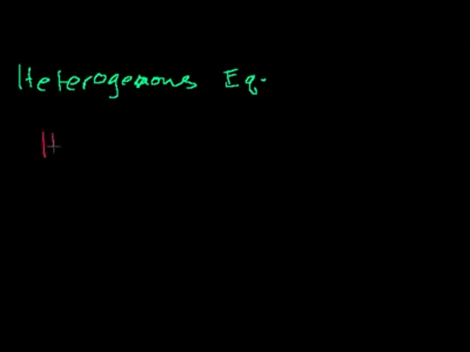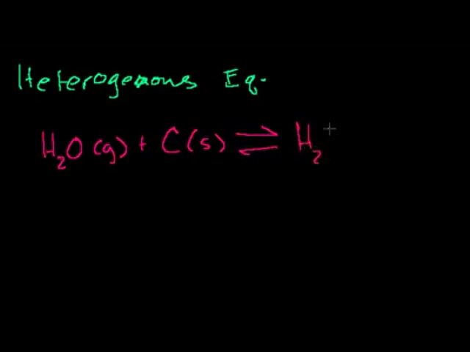So let's say I have H2O in the gaseous state, and that's essentially steam, so it's not going to be the solvent this time, plus carbon in the solid state, and let's say that that's in equilibrium with hydrogen in the gas state, plus carbon dioxide in the gaseous state. This is a heterogeneous equilibrium because you have things in the gaseous and the solid state.